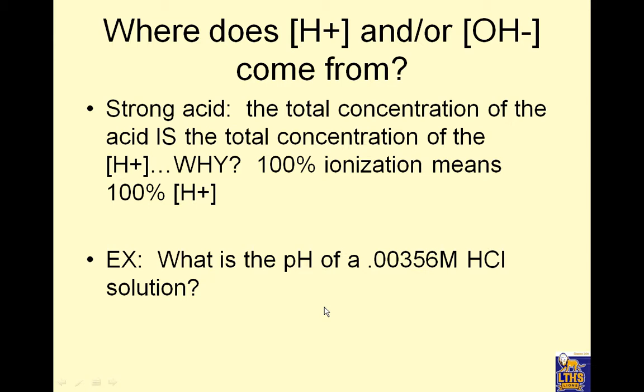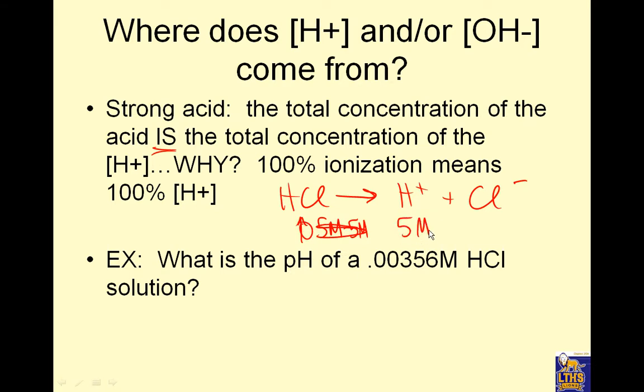So where does it come from? If it's a strong acid, the hydrogen ion concentration is the total concentration of the H plus. Why? Because that's where it came from. HCl breaks up 100% into H plus and Cl minus. So if the concentration of this was 5 molar and it all breaks up, we lose 5 molar of that and have 0 of that left, and now we have 5 molar of that.